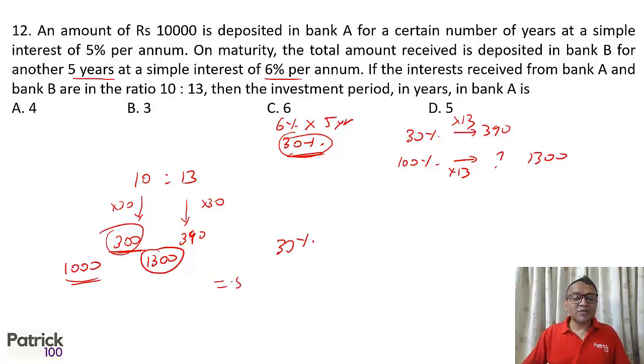30% interest means 5% interest every year for 6 years, then only you get 30% interest. So the time period is 6 years, option C.